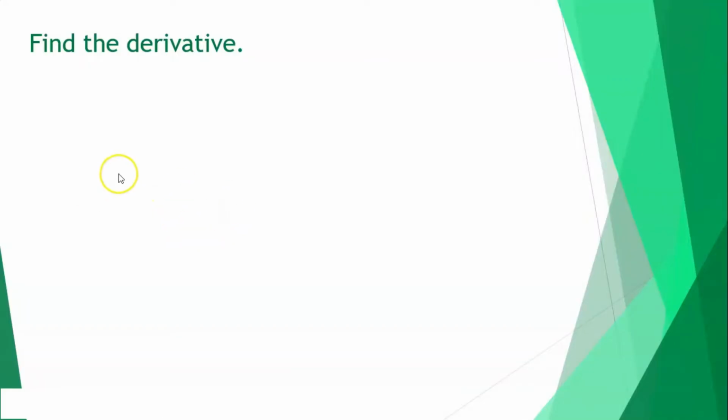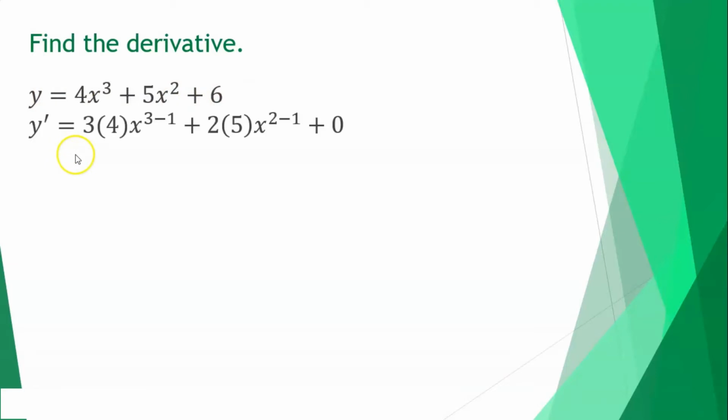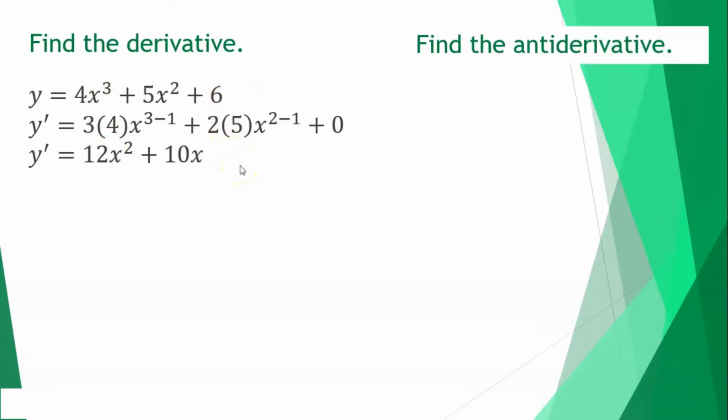To begin, find the derivative of the given. If you are given y is equal to 4x cubed plus 5x squared plus 6, take note that to find its derivative, multiply the exponent and the base and subtract 1 from the exponent. So its derivative would be 12x squared, the derivative of 5x squared would be 10x, and the derivative of 6 is 0. Now, to find the antiderivative is basically to reverse the process.